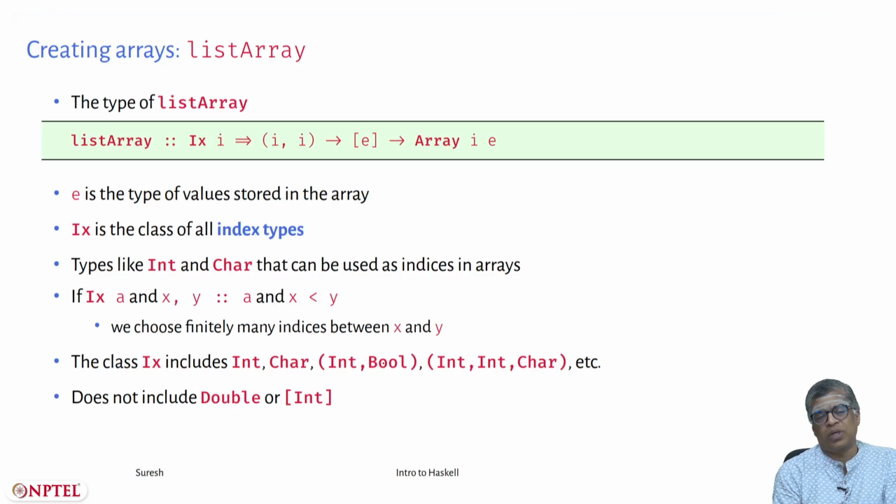It does not include things like Double or [Int], because if it's comparing two lists, you have to compare lists according to lexicographic ordering, and you cannot say that between any two lists there are only finitely many other lists. There could be infinitely many. Okay.